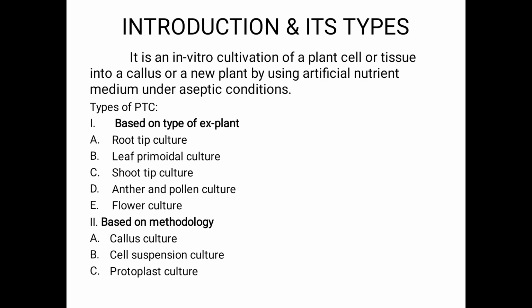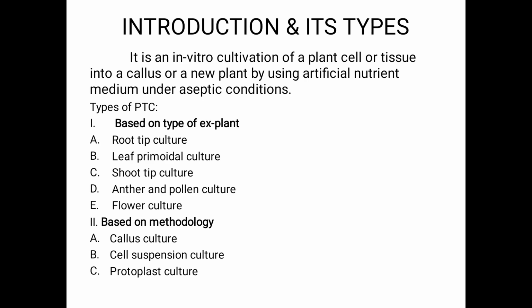From where are we going to produce it? So the product is either callus or new plant. The starting material is plant tissue. So we are going to use a single plant cell or else a group of cells, which means tissue. So we are going to use a single cell or a tissue, and we are going to produce it into a new plant or as a callus, which is called plant tissue culture in short, right?